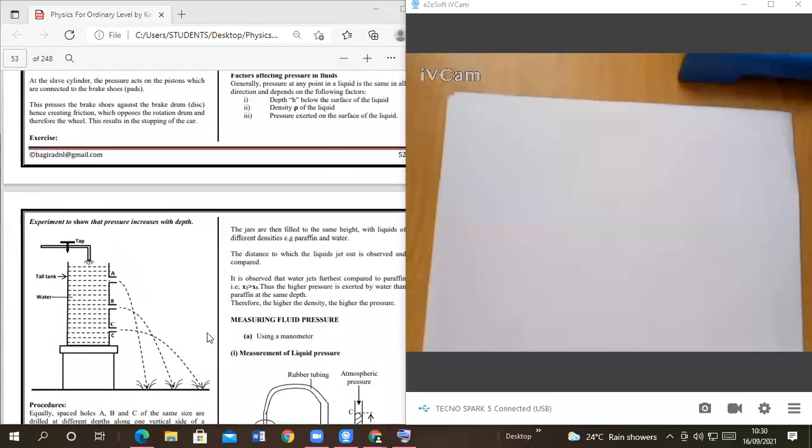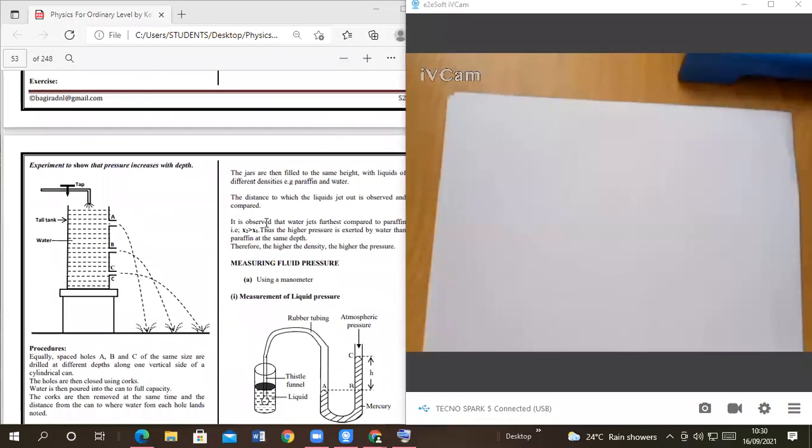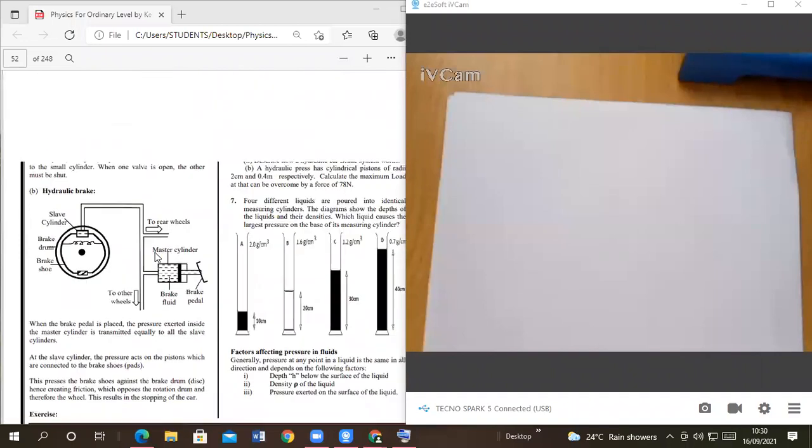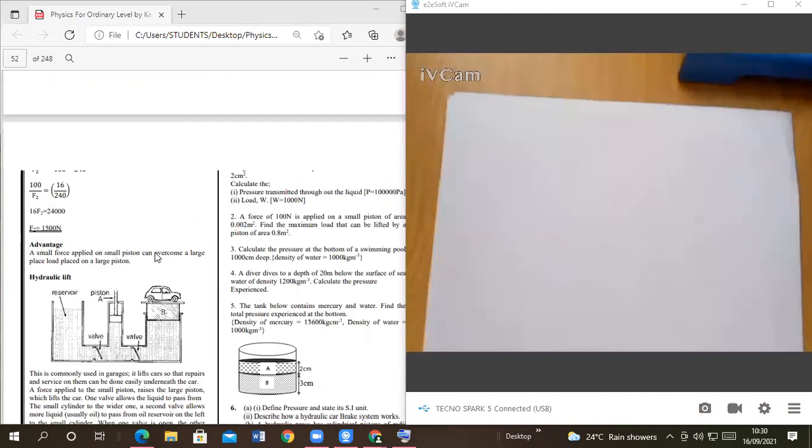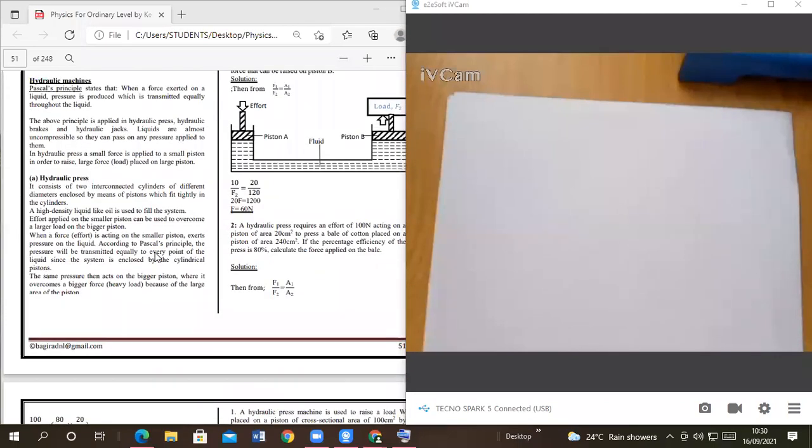Pressure in fluids, but this is a subsection of pressure. You should know that pressure in fluids is quite different from the pressure in solids. As we looked at last time, we looked at pressure in solids, and we also looked at pressure in fluids. Now, we also looked at some of the principle, which is known as Pascal's principle.